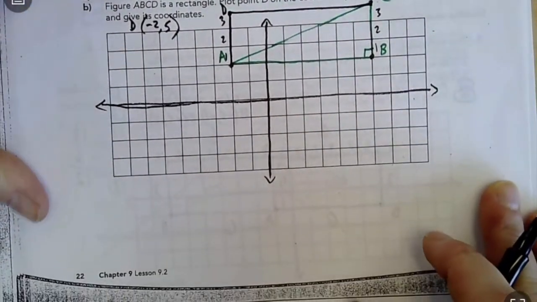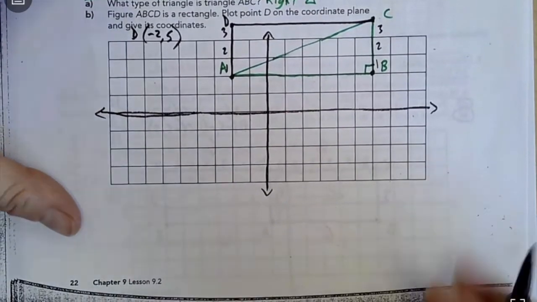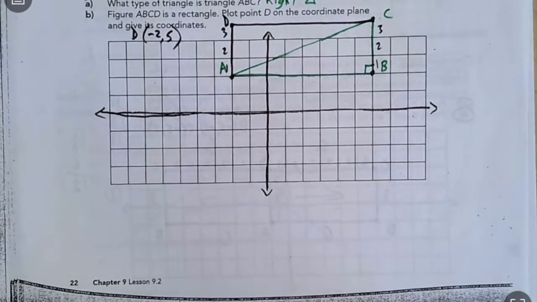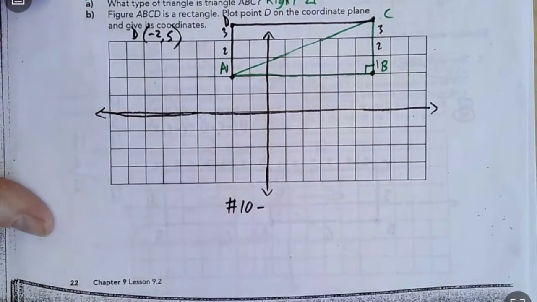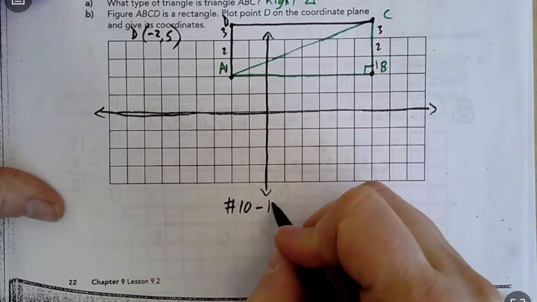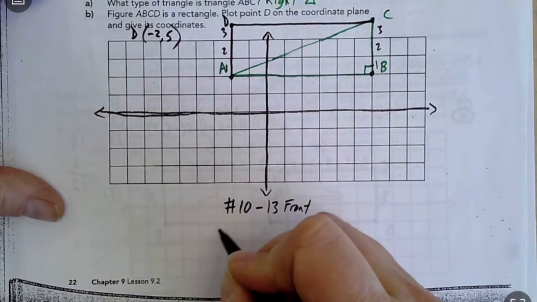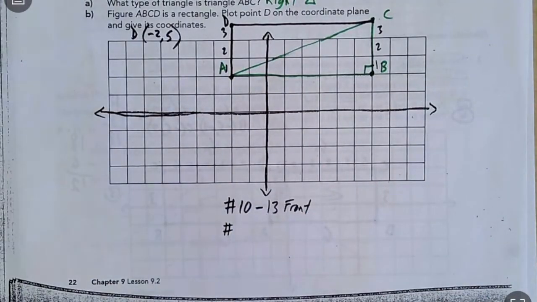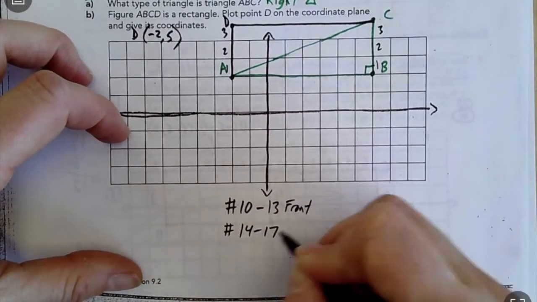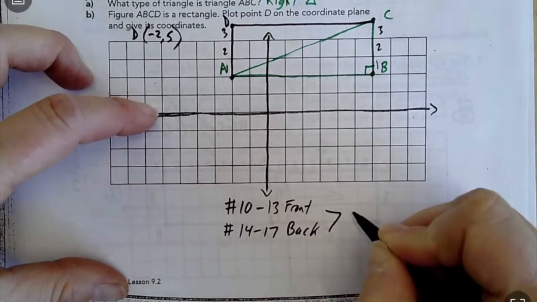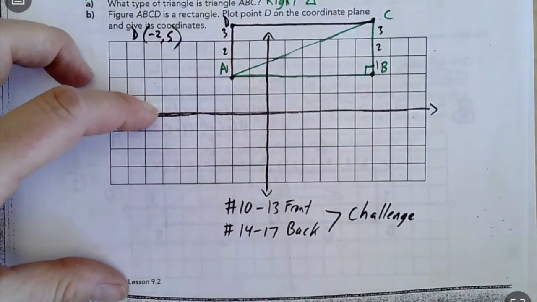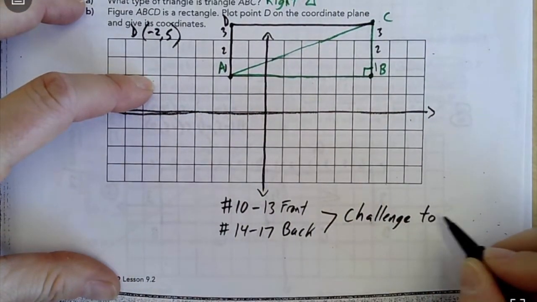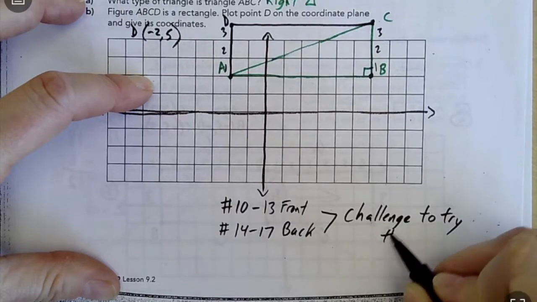So the next page in our notes is numbers 10. Numbers 10 through 13 is on the front, and then numbers 14 through 17 on the back. I would like to challenge you. Those are a challenge. I would like you challenged to try those.